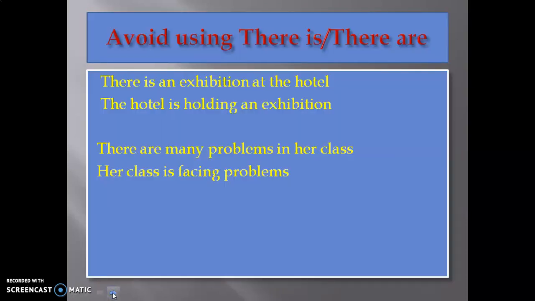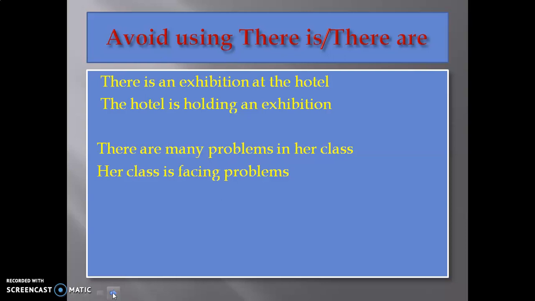Avoid using the ra, because the ra is a very simple way of English language. In order to raise your speaking skills, writing skills, reading skills, you have to use your academic language, your academic writing skills. For example, there is an exhibition at the hotel. Instead of this sentence, we can write academically. For example, the hotel is holding an exhibition in this case.